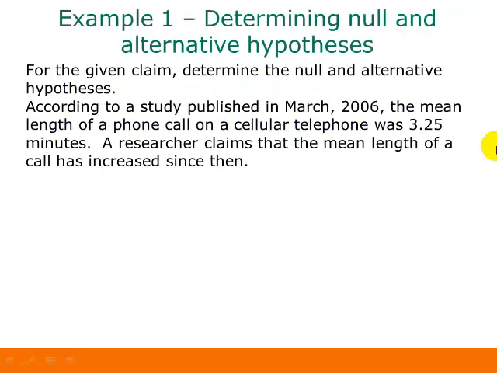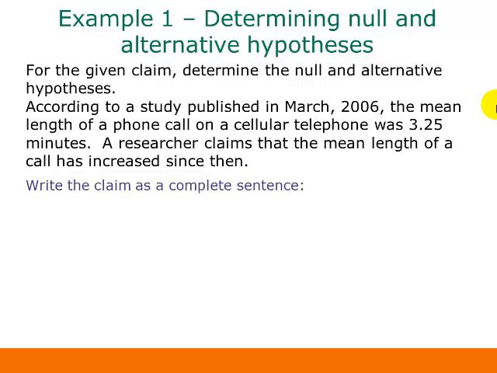Let's look at some examples. For the given claim, determine the null and alternative hypotheses. According to a study published in March 2006, the mean length of a phone call on a cellular telephone was 3.25 minutes. A researcher claims that the mean length of a call has increased since then.